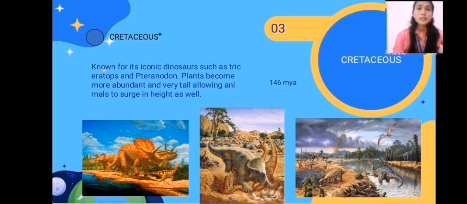It is known for iconic dinosaurs such as Triceratops and Pteranodon. Plants become more abundant and fertile, allowing animals to surge in height as well. So it is around 146 million years ago. So what did Earth look like during the Cretaceous period?